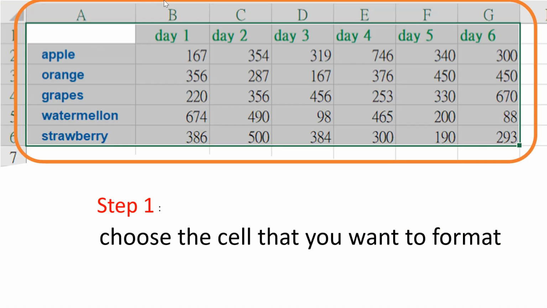First, you choose the cell that you want to format. If you forget how to select the form or you just want to adjust the size of column and row, you can click on the information bar in the upper right corner to review Lesson 1 and Lesson 3.